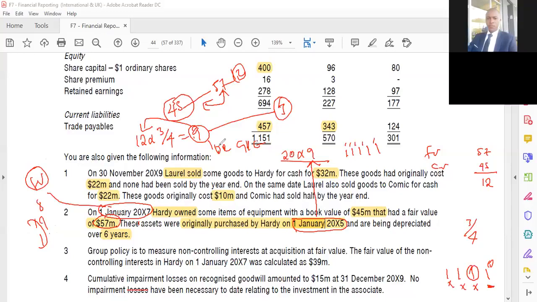So 20x7, 20x8, and 20x9, which is for 3 years, how many? 3, 3, 3, that is 9. So this 9 has got to be reduced from our group retained earnings. But this 12 here simply goes straight to the net asset list at acquisition. So the adjustment itself, you simply get the way it is and put at acquisition.